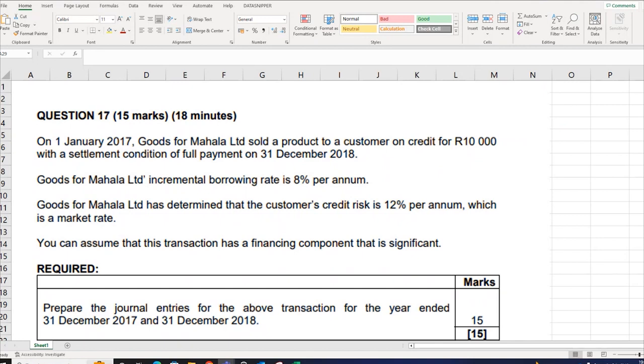So how does that work? Okay, it means that you basically have to ask yourself, what would the customer pay for the product had they paid cash today? And that is obviously different to the amount of money that the person would pay in a year's time or in 2 years' time in our instance.